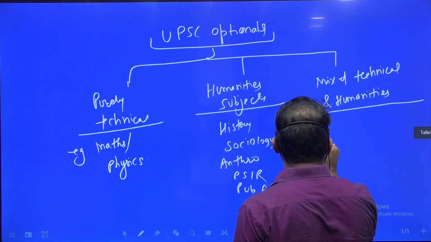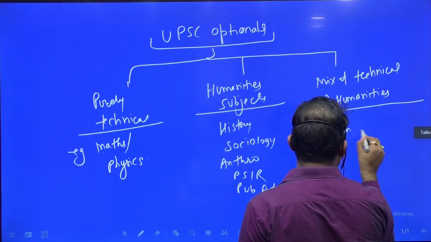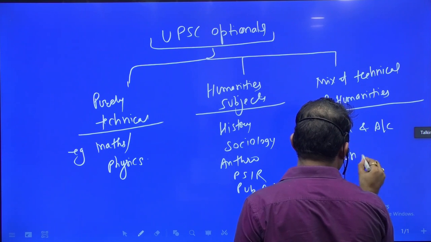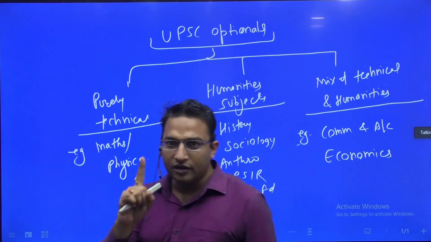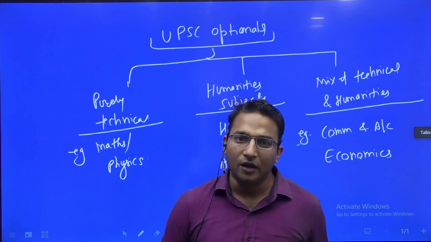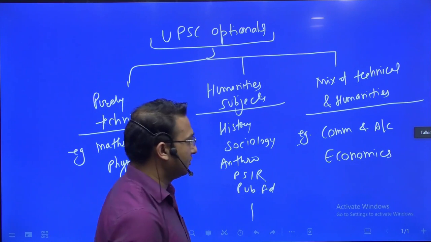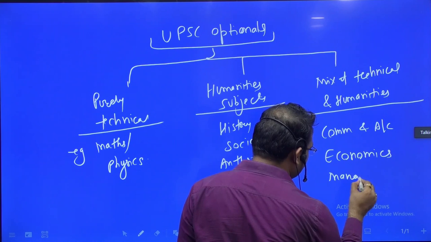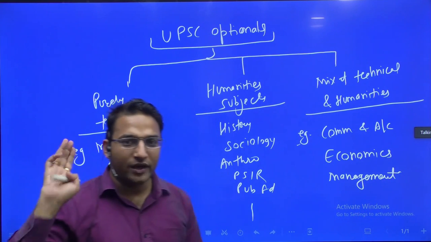Examples include commerce and accountancy, economics, because in these subjects one paper will have the technical part, the numerical part, and the second paper will have the theoretical part, the humanities part, right? Third, for example, management, right? Did you get this point, everyone?